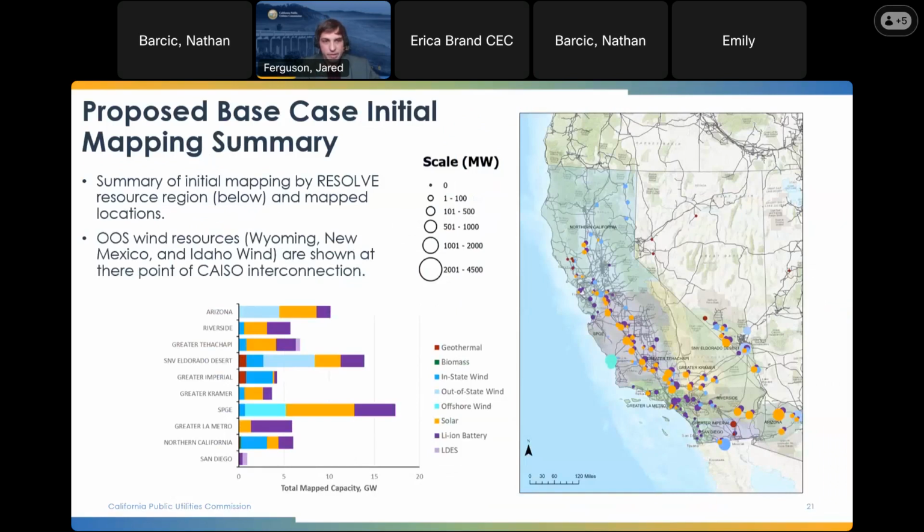This is the summary at the bottom of this by the RESOLVE resource areas. You can see the breakdown in the bar chart. And additionally, we have the spatial mapping by substation of where the resources are located.